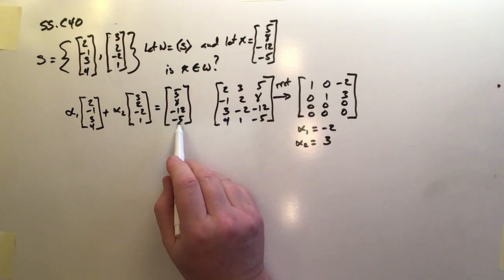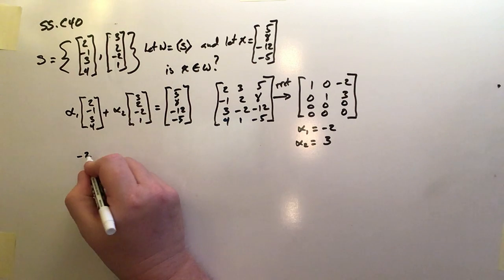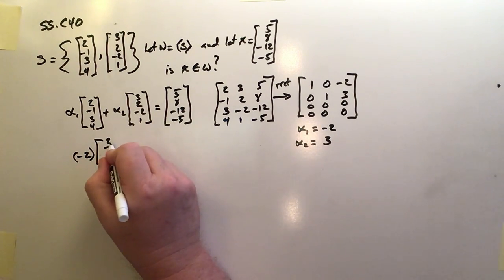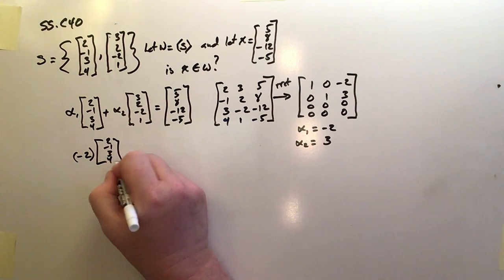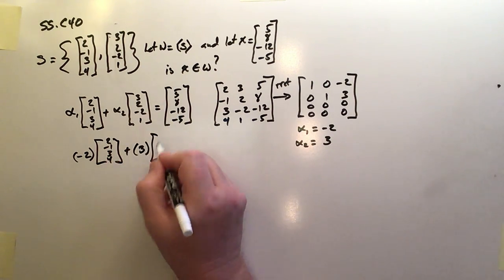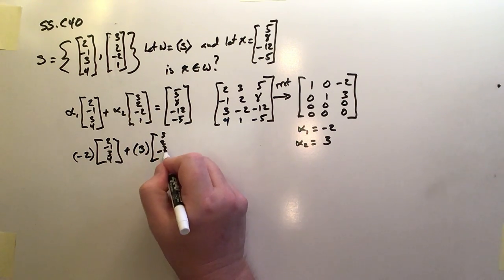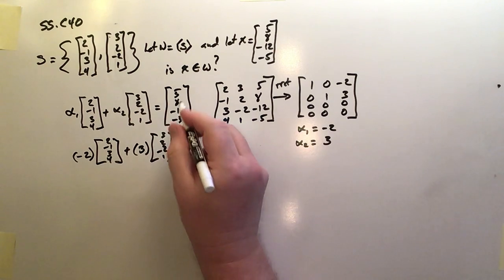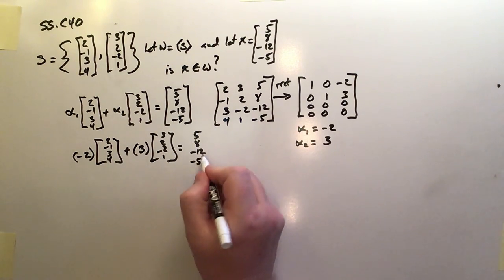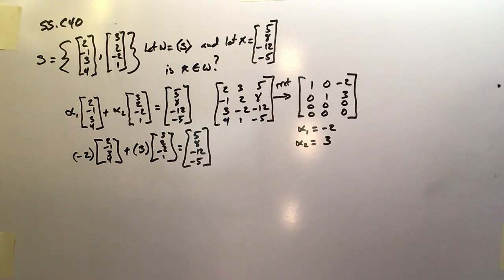So writing it out means negative 2 times this matrix, 2, negative 1, 3, 4, plus 3 times this matrix, 3, 2, negative 2, and 1, forms this matrix, 5, 8, negative 12, negative 5. So there it is. X really is an element of W.